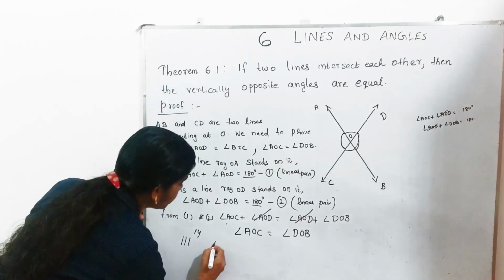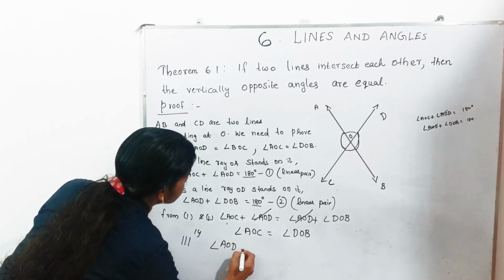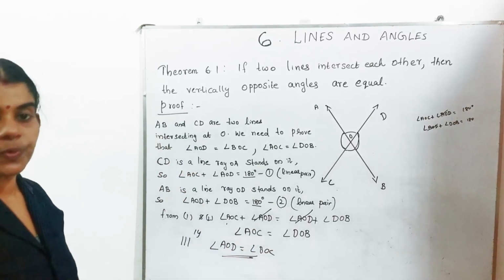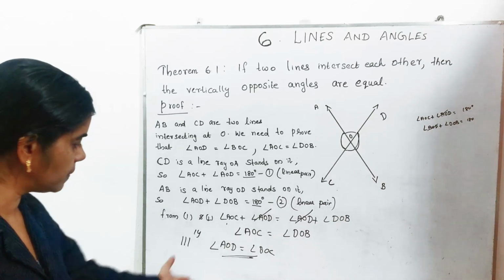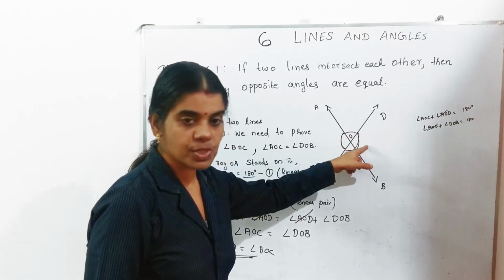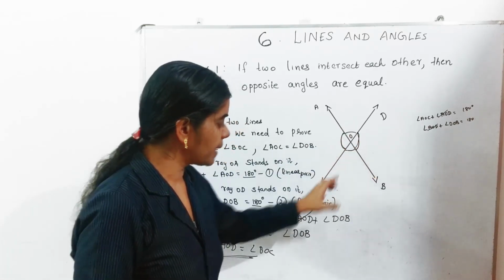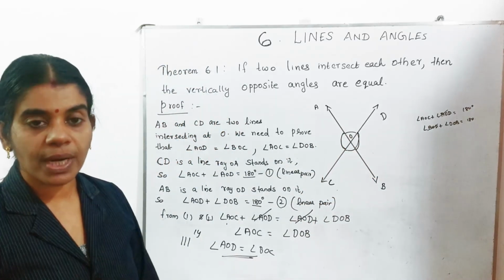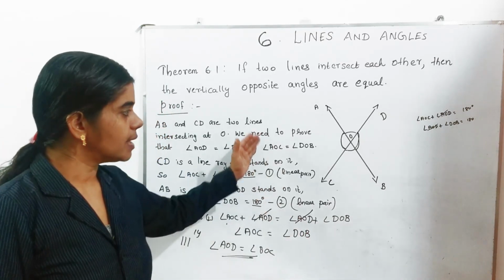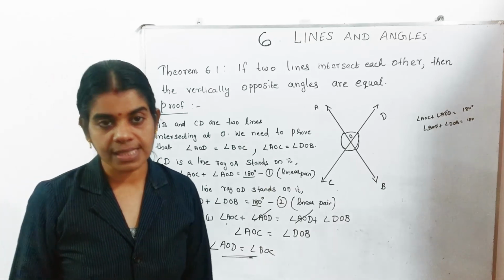Similarly, we can prove angle AOD is equal to angle BOC. This will be the proof that vertically opposite angles are equal. If you need this also, we can take another two pairs. If you take these two pairs, we will get the second one also. One we have proved; for the next one we can write similarly. Similarly, we can prove the other vertically opposite angles are equal.